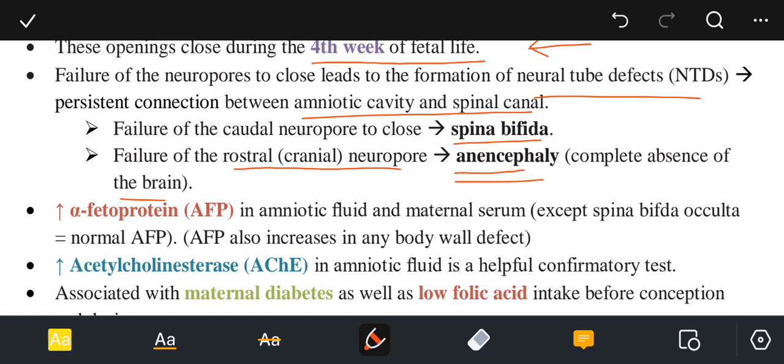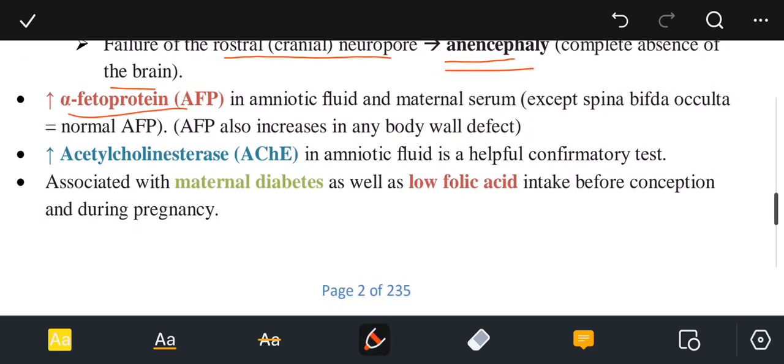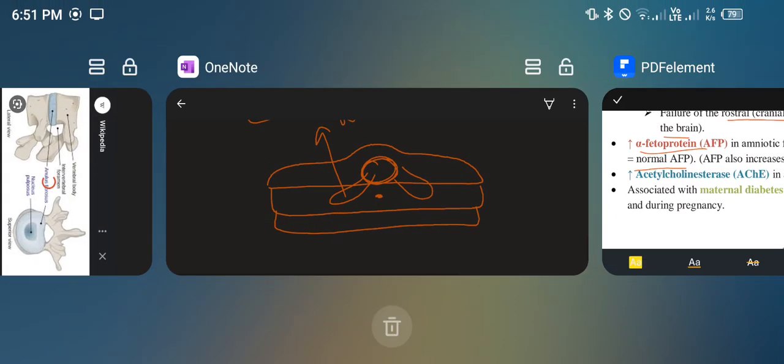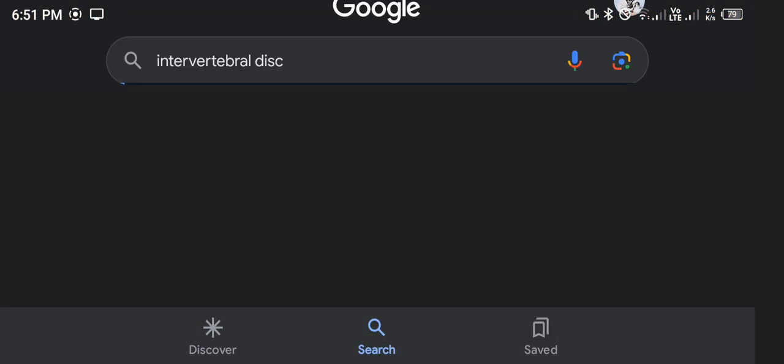And increased alpha fetoprotein. Now there are some markers which we use. Increase in alpha fetoprotein in the amniotic fluid and maternal serum, except in spina bifida occulta, in which we have a normal alpha fetoprotein. Alpha fetoprotein also increases in any body wall defect. For example, do we see an increase in the alpha fetoprotein in Down syndrome? If I am not misleading myself, alpha fetoprotein. Let me check that. Alpha fetoprotein in Down syndrome.